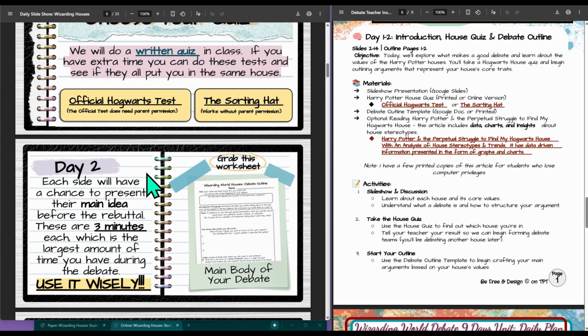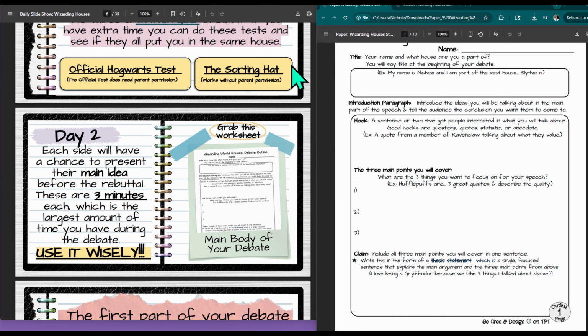Then we have day 2. I do have these worksheets available for them on day 1 if they get done with everything and they are ready to move on. But the whole class starts this on day 2. So right here, each side will have a chance to present their main ideas before the rebuttal. These are 3 minutes each, which is the largest amount of time during the debate, so use it wisely.